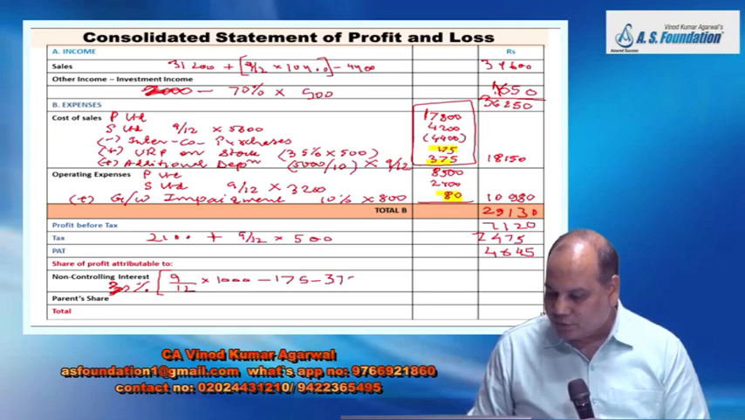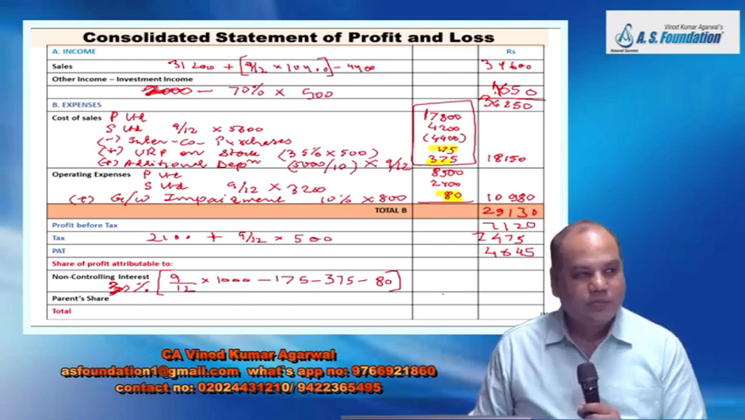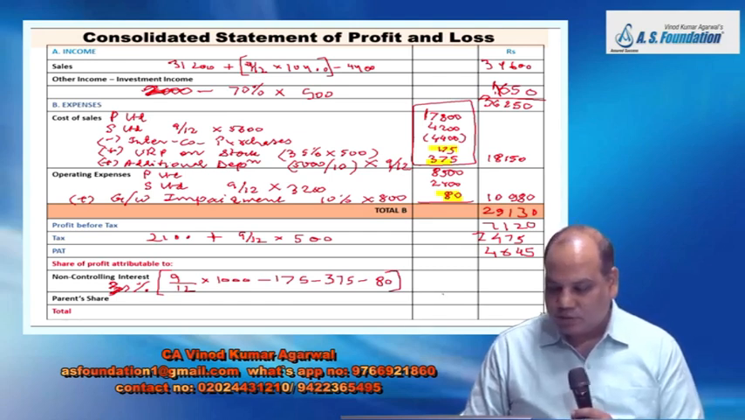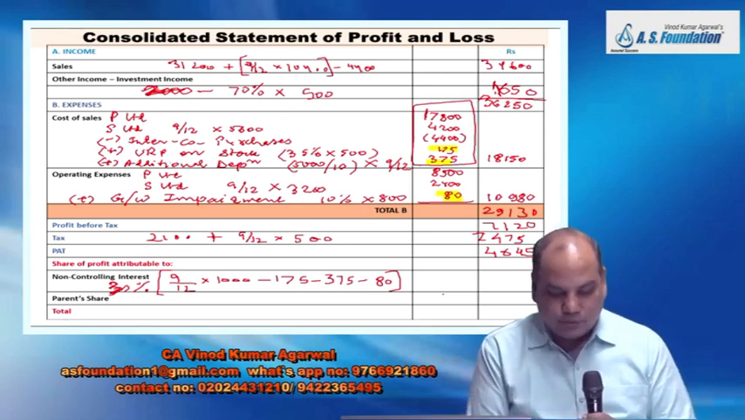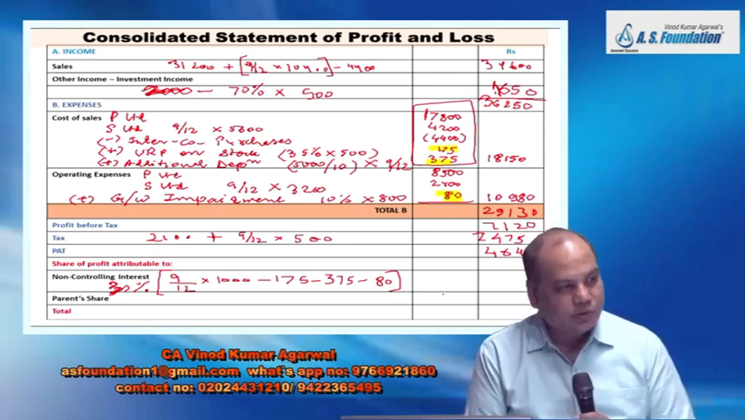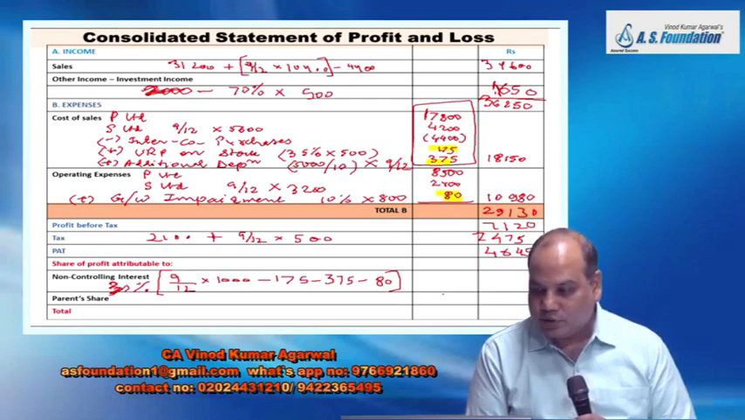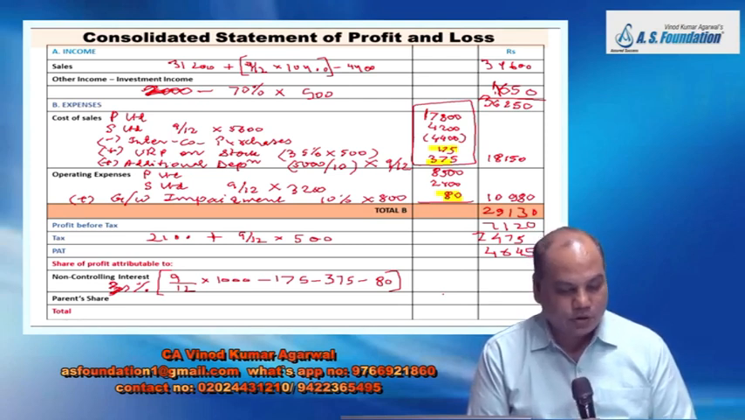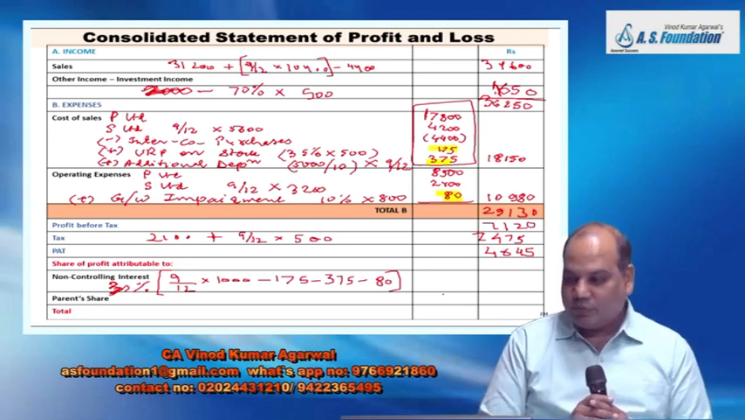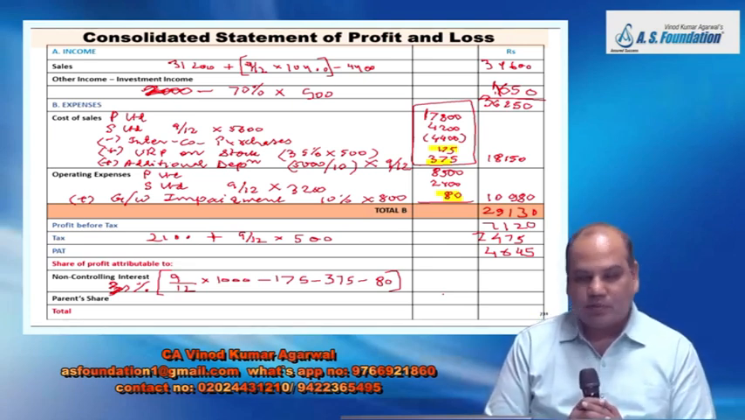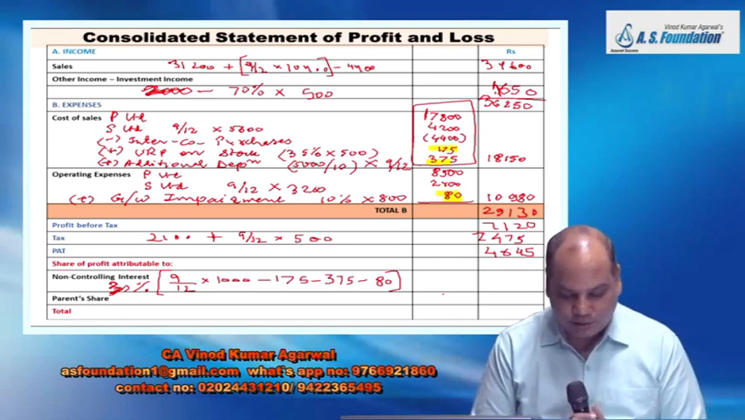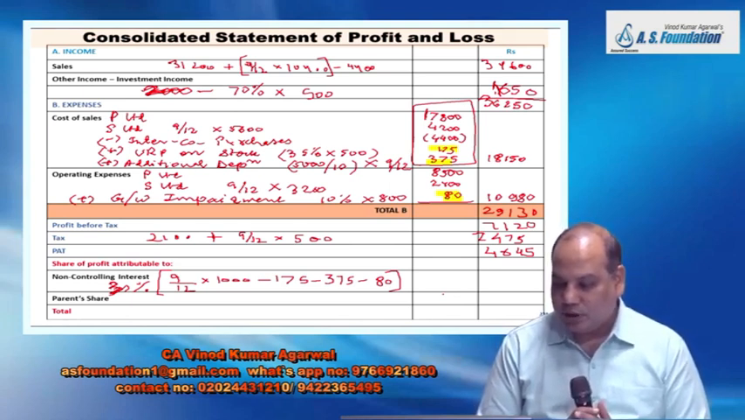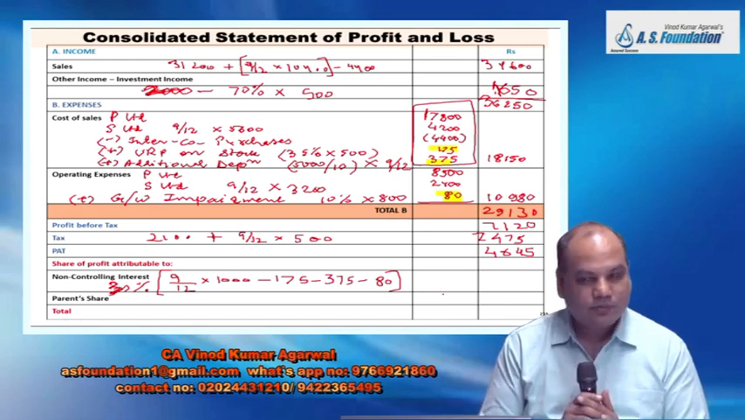So minus 375. And because you have used the fair value method for goodwill calculation, the impairment loss of goodwill will also be borne by NCI. So minus 80. First take on your calculator 9 by 12 into 1100, minus 175 unrealized profit on stock. It is an upstream transaction. Minus 375 additional depreciation. Minus 80 impairment of goodwill. And then multiply by 30%.